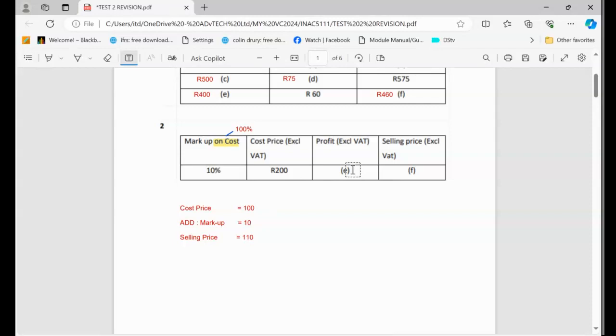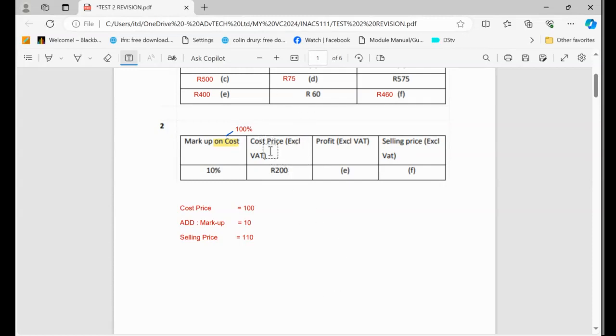So as you can see here, they gave us what? Cost price. Remember, when you calculate markups, the figures we deal with must always exclude VAT, because we add VAT after we have marked up. Can you see now? That's why here they said excluding VAT, excluding VAT, excluding VAT. Because if they said including VAT, it means you were supposed to take out VAT before you calculate.